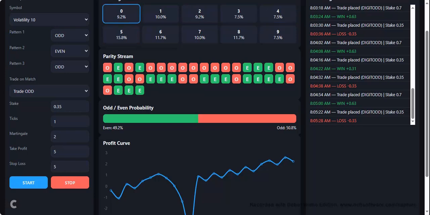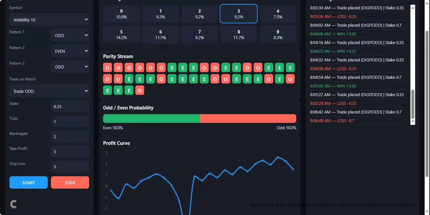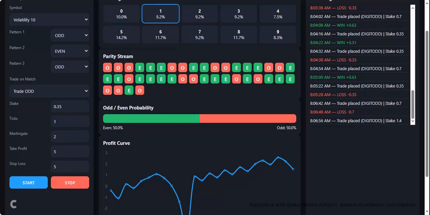This video presents a deep walkthrough of the odd and even pattern bot, an automated trading system designed to transform live tick data into a structured, rule-driven decision engine. Instead of relying on guesswork or emotional trading, the system converts every incoming tick into a readable pattern stream that can be analyzed, tracked, and executed automatically.